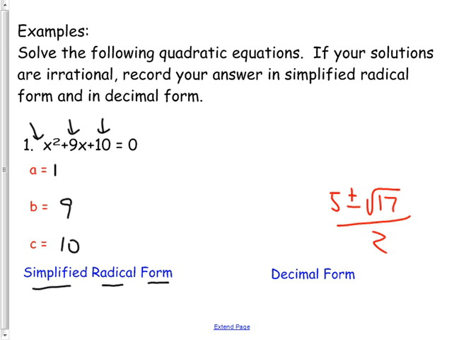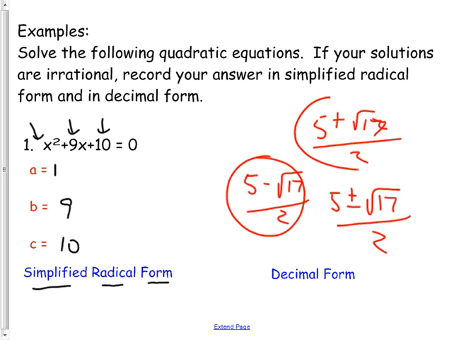You do it once with a plus and once with a minus. You go 5 plus the square root of 17 over 2, and then once with a minus, 5 minus the square root of 17 over 2. And these would be your 2 answers. You just figure out what decimal that is and do it. Okay, that's decimal form. That's the easy part because you can use a calculator.